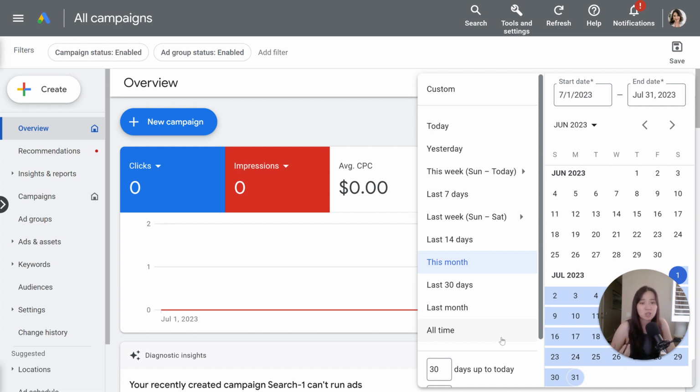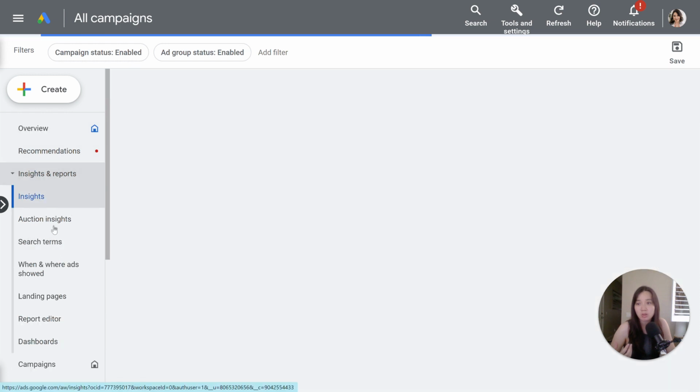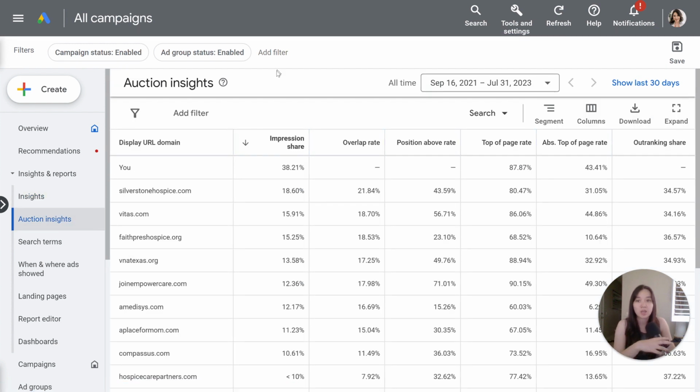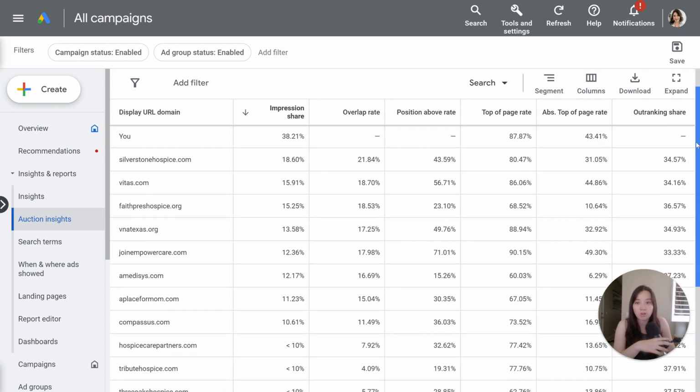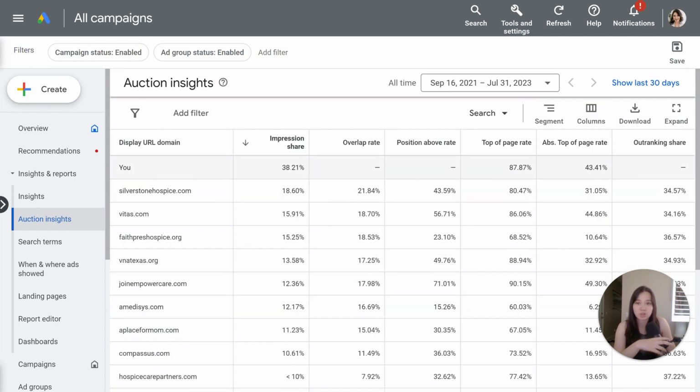In this case, I'm just going to choose all time, and then I'm going to go to Insights and Reports, and then here on the left side there is a button that's called Auction Insights. So in the Auction Insights report here, we're able to see all of our competitors in this first column. In this case, this was a hospice agency that was running a campaign. So you could see the different metrics that we have in terms of the competitive metrics.